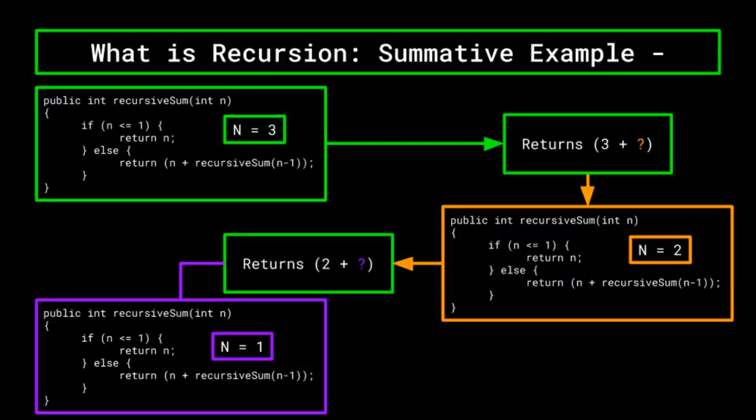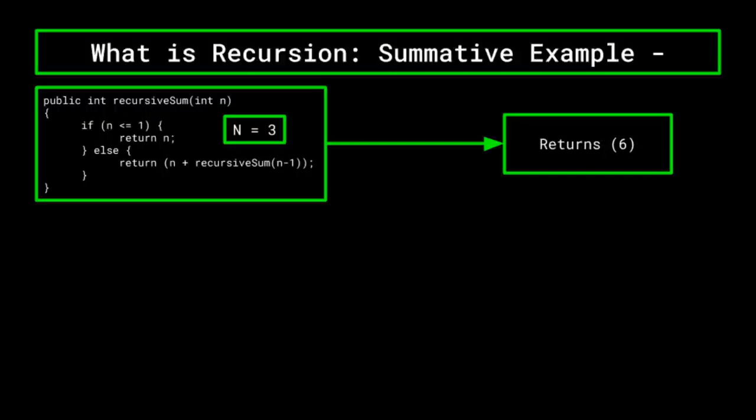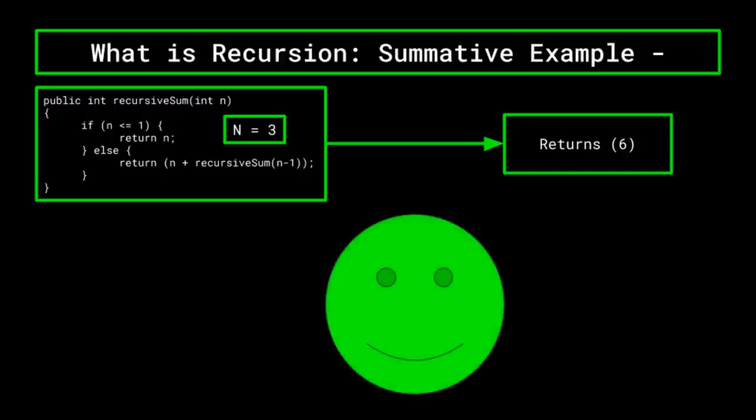Now in this function, n is less than or equal to 1, and so we return n, which is 1. Now we take that n, which again is 1, and that is what gets added to 2 in the previous function call, and then returned. So this would return 3. Now this 3 is what gets added to the first function call, which is 3, and so it becomes 3 plus 3, which is 6. And finally, after all that time, we get 6 returned from the function, which, if you've been following along at home, 3 plus 2 plus 1 is, indeed, 6.